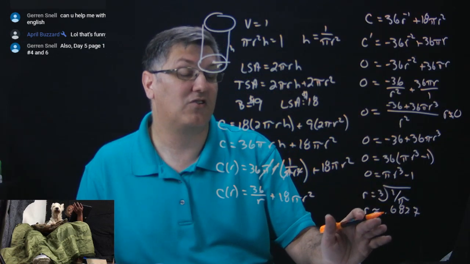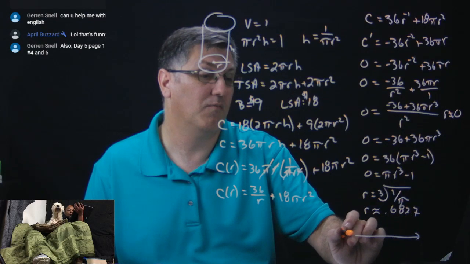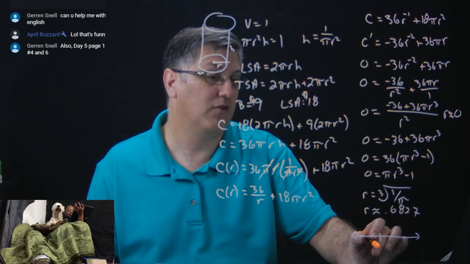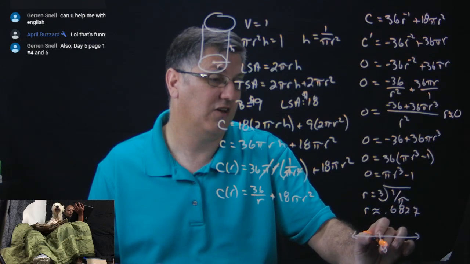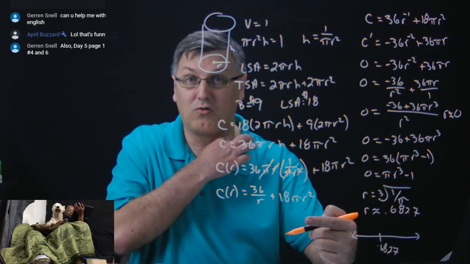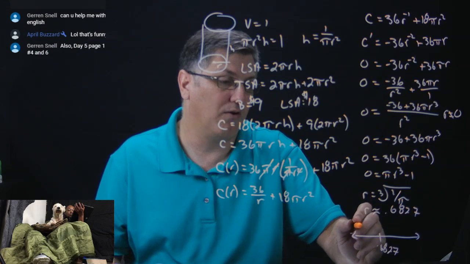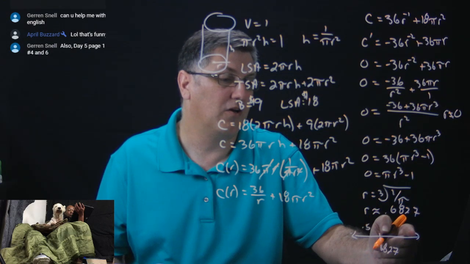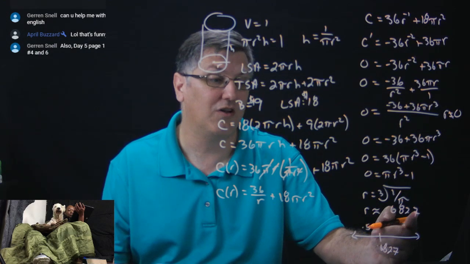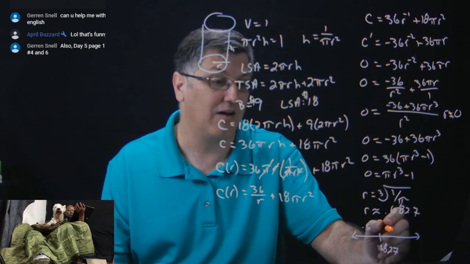Now, to check to make sure this is a minimum, I do what's called the first derivative test. I want to put a number line here, and put this 0.6827 on it. I want to pick a number smaller than 0.6827 but greater than 0, because my radius has to be greater than 0, and I happen to pick 0.5. Then I need a number greater than 0.6827 but less than 1, and I have 0.7.